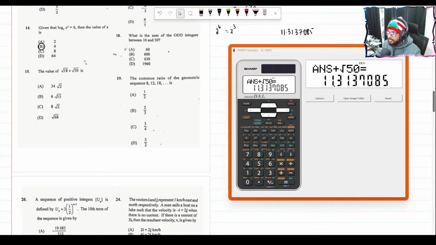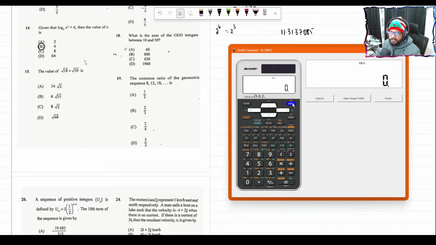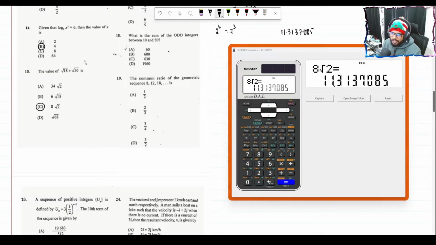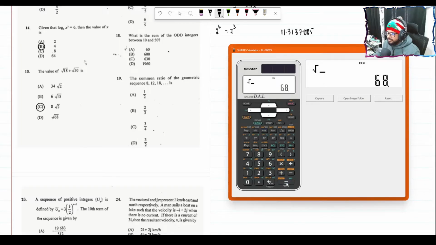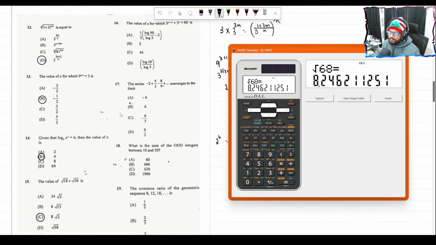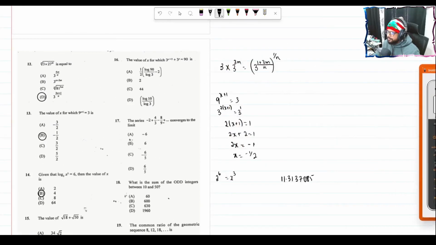3137,085. And I check in to see what each one of these things is here. 34 root 2. Nah. 6 root 15. Nah. 8 root 2. Yeah. I'm just entertaining it. Root 68. Nah. See, no thinking for number 15. Number 15 is a no-brainer.